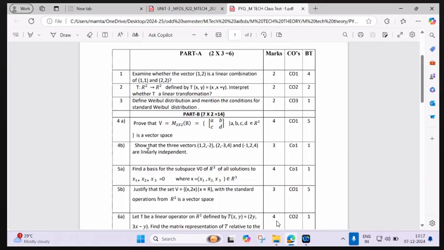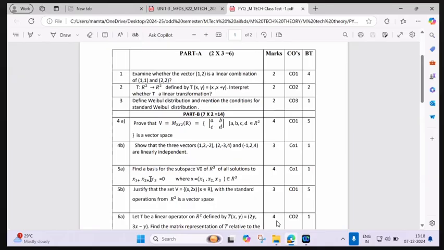The next one is, show that the three vectors are LI. How will you show the vectors are LI? Check the determinant. If it is a 5 marks or 7 marks question, write the linear combination and show that the coefficients are 0. Therefore, the vectors are LI. If it is just 2 to 3 marks, then you can go directly for the determinant.